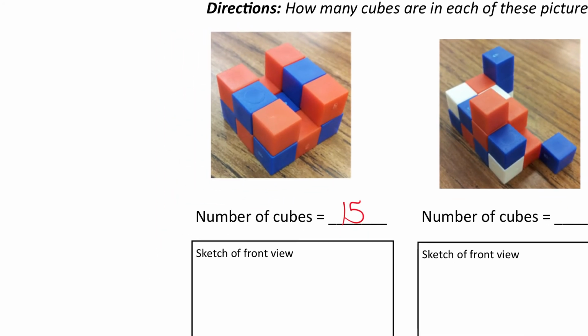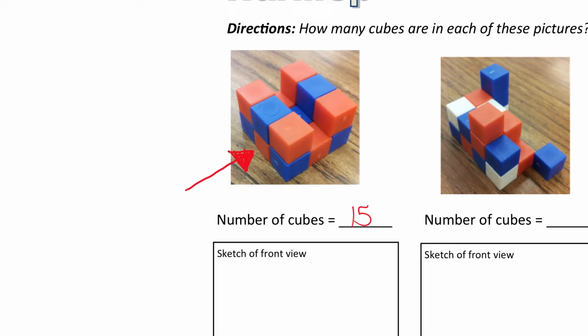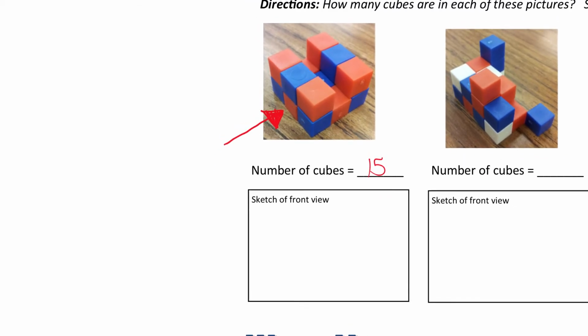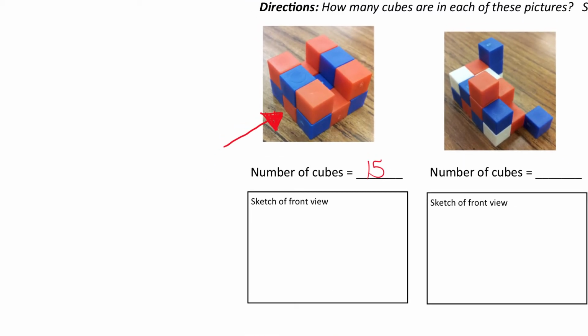Now, when I say the front view, what I mean is like this, looking at it like here. Looking at it like that. So what are you going to see when you look at it from the front like that? Or how many would you see? You'd see 6. It'd be like this. That's what you'd see. 1, 2, 3, 4, 5, 6.